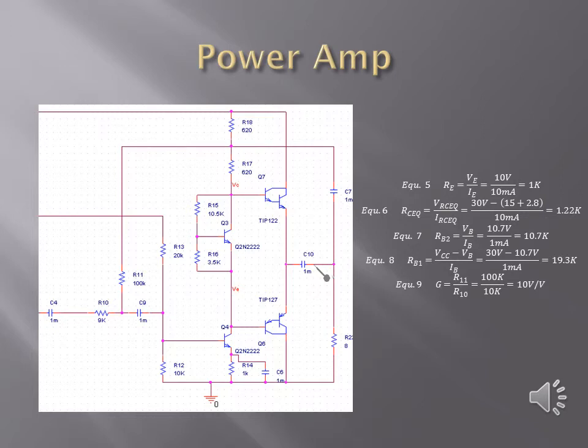R11 was chosen to be 100K, which forces R10 to be 10K, as shown in equation 9. For the final design, R10 was reduced to 9K to help resolve a clipping problem in the power stage.